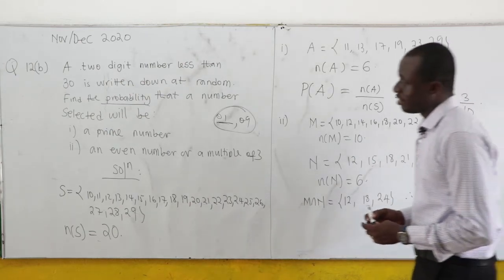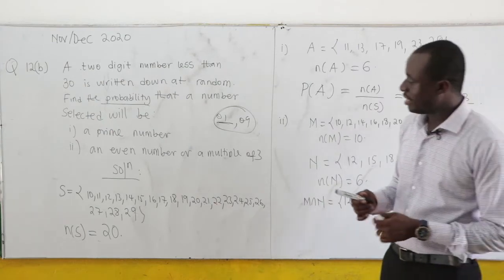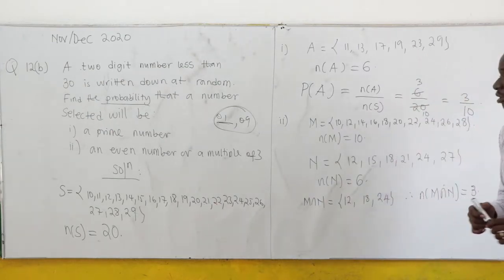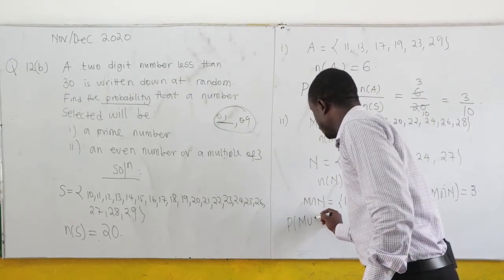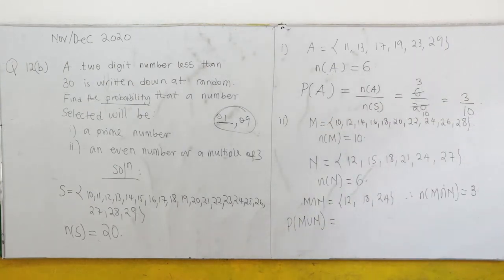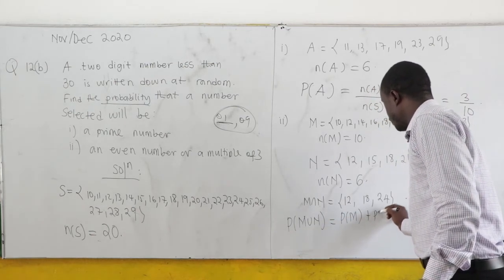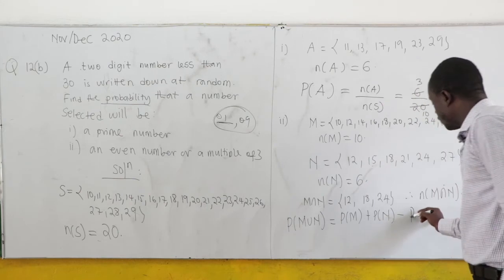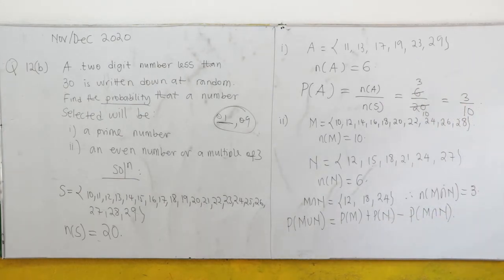Now, I want to find the probability that a number selected will be an even number or a multiple of 3. So the probability of what? Even number, that's union, a multiple of 3. And this, we have to use the addition law of probability, which is what? P of M plus P of N minus P of M intersection N. This is not mutually exclusive. Why? M intersection N is not empty, so it's not mutually exclusive.